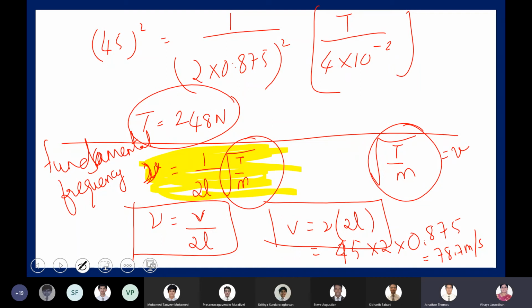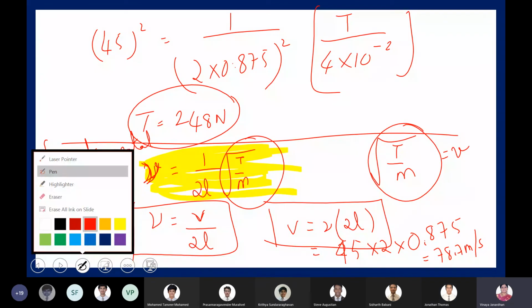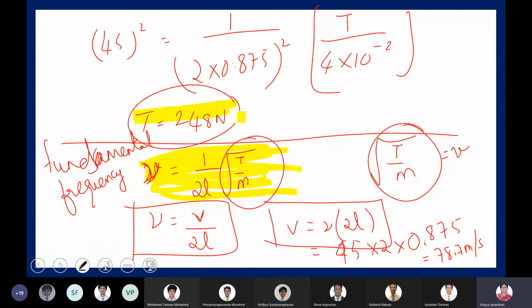Ma'am, can you give the final answer for tension? Fine. Tension is here. T is equal to 248. What do you have next period, boys?